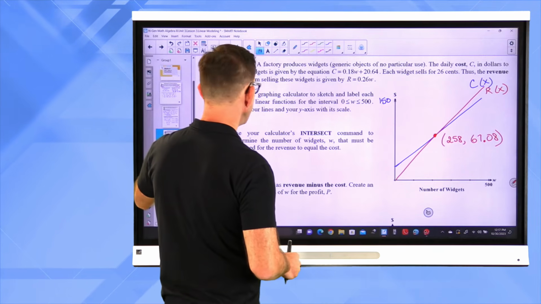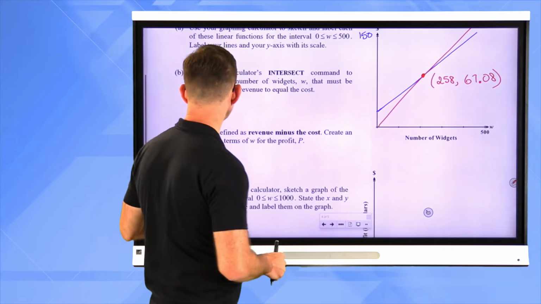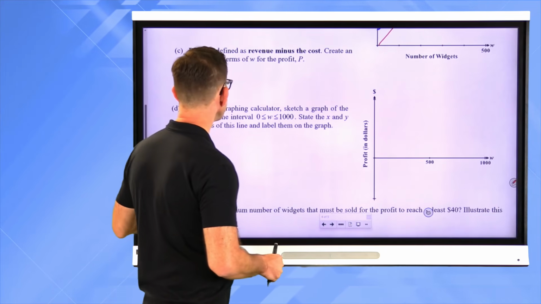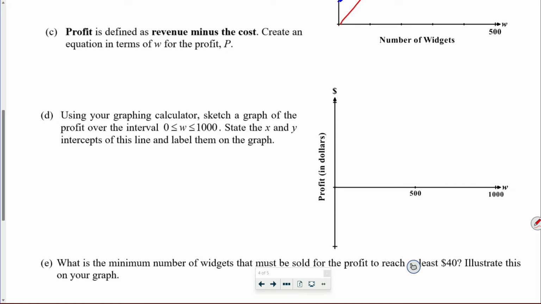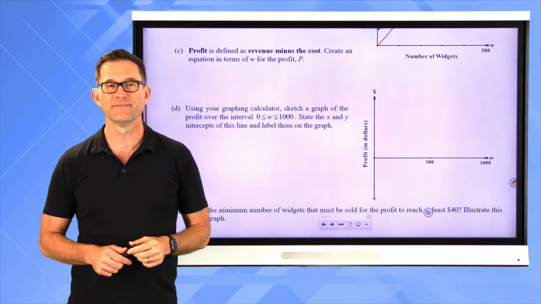Okay. Now maybe we'll go back. We'll be going right back to the calculator in a second, but let's go back full screen and take a look at letter C. Profit is defined as the revenue minus the cost. Create an equation in terms of W for the profit P. Why don't you go ahead and pause the video now and do that.